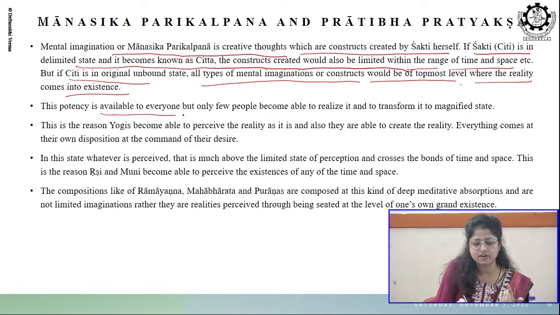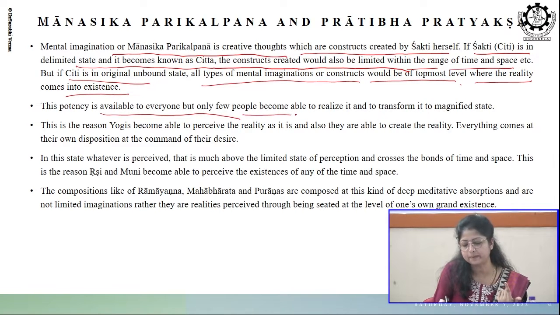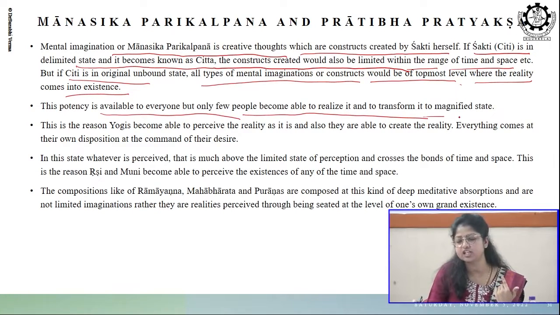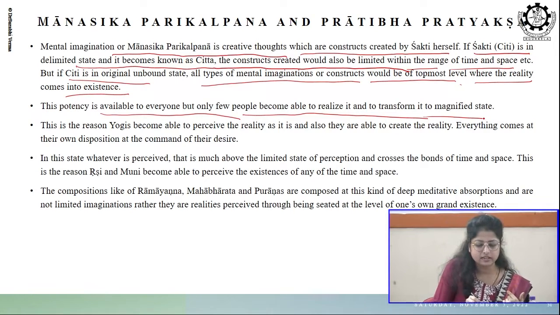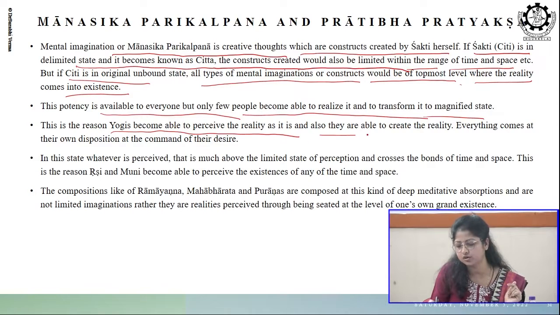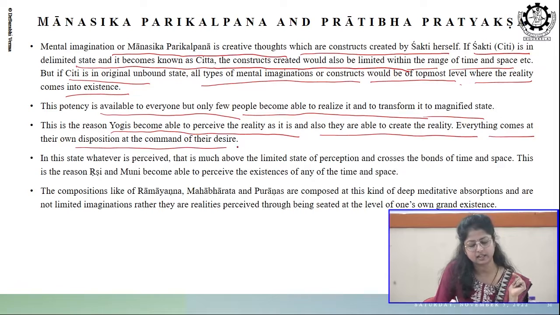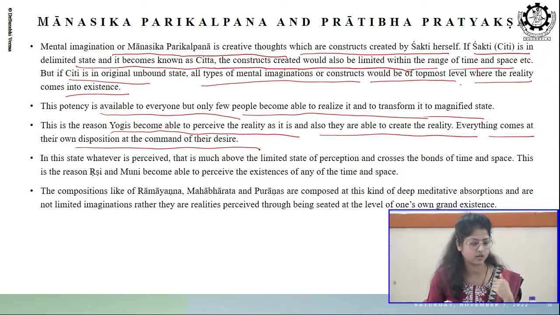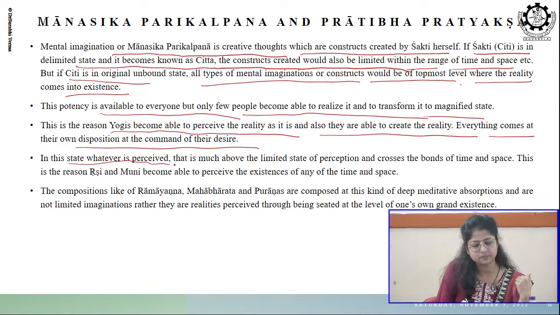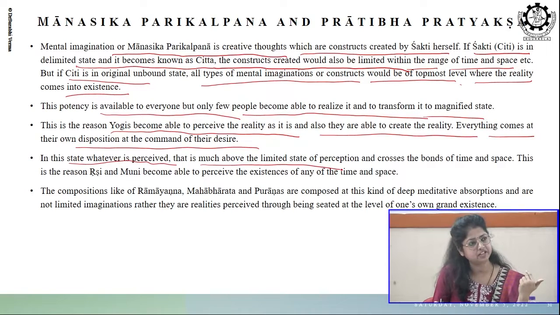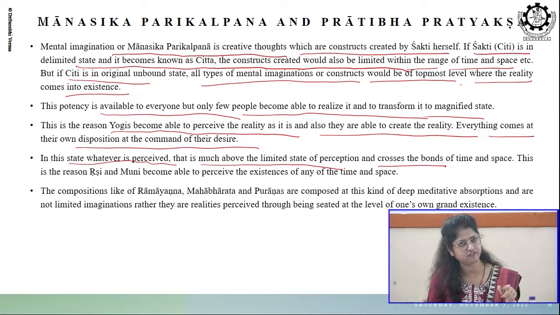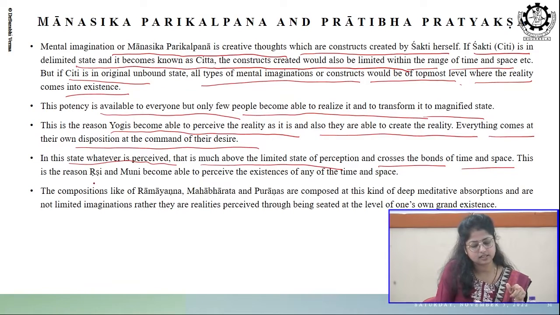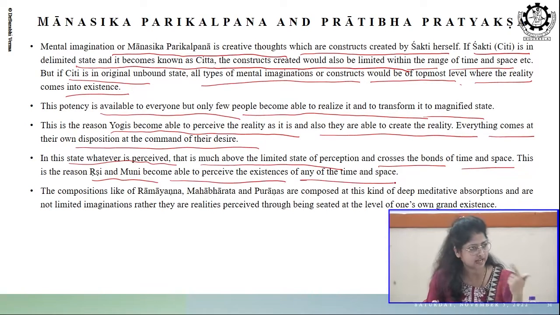This potency is available to everyone, but few people become able to realize it and transform it to the magnified state. This is the reason yogis become able to perceive reality as it is, and also to create reality. Everything comes at their disposition, at the command of their own desire or willpower. In this state, whatever is perceived is much above the limited state of perception and crosses the bond of space and time. This is the reason rishis and munis become able to perceive the existence of any other time and space.